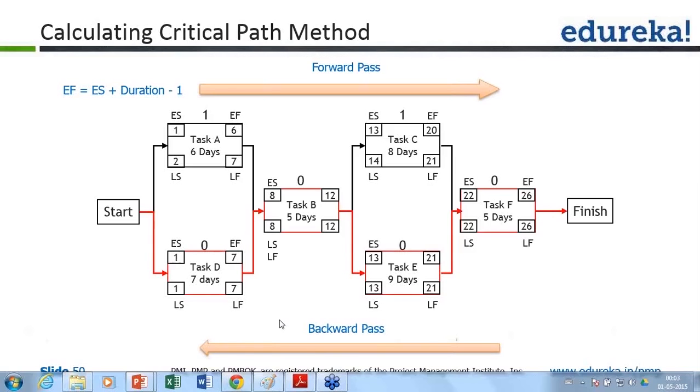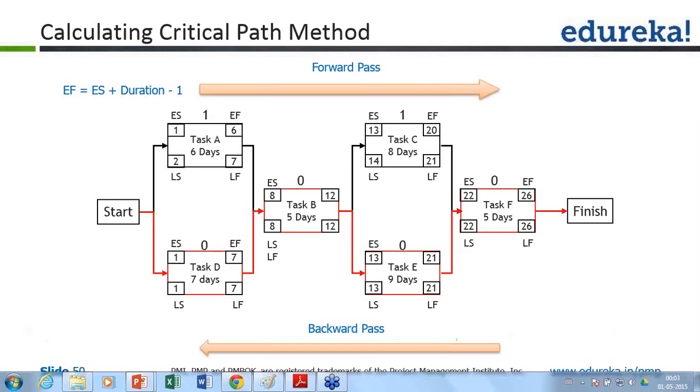Remember, this word critical has absolutely nothing to do with the nature of the work. It is associated only with the criticality of that task with respect to schedule. The impact of the schedule of the task on the overall project completion date. And that's the reason we need to identify the critical path.